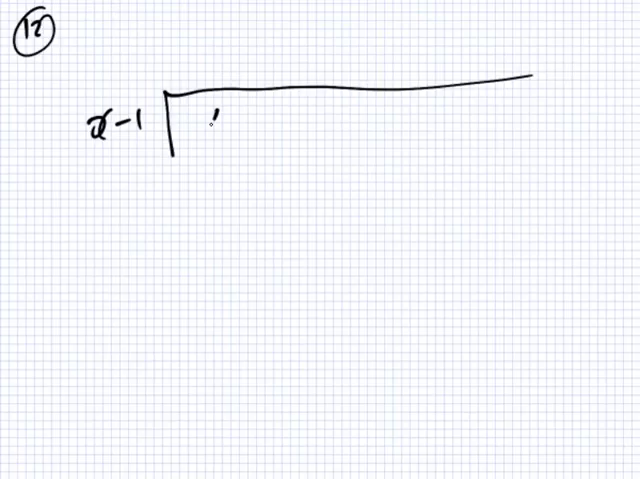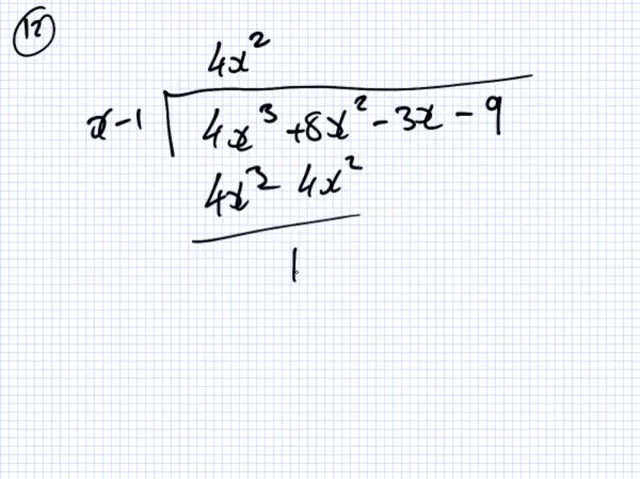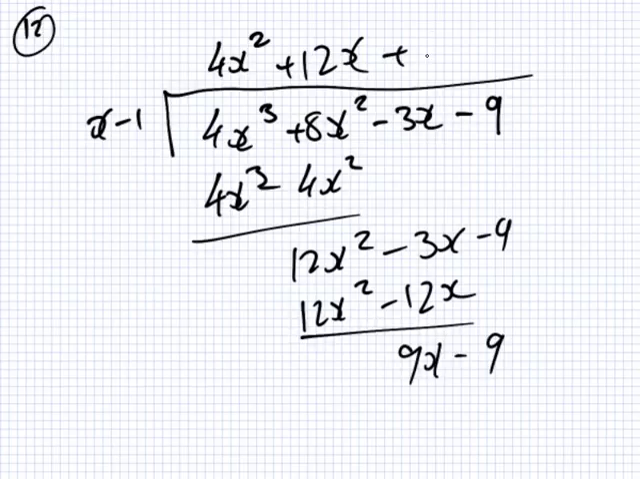x minus 1 divided into 4x cubed plus 8x squared minus 3x minus 9. So that's a 4x squared. So that's 4x cubed minus 4x squared. 12x squared minus 3x minus 9. Okay, well that has to be a 12x. Yeah, 12x squared minus 12x. 9x minus 9. So that has to be a 9.